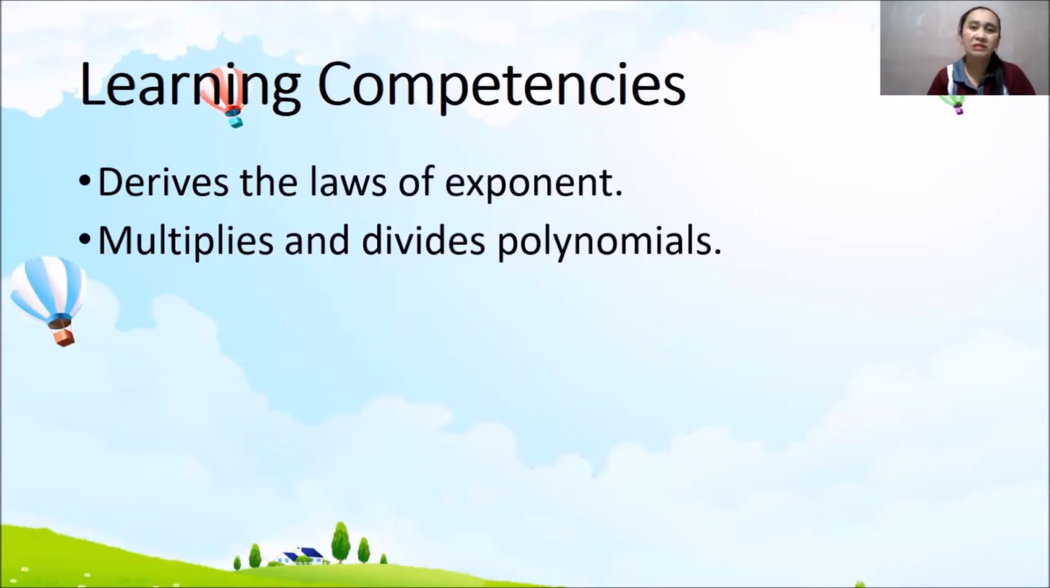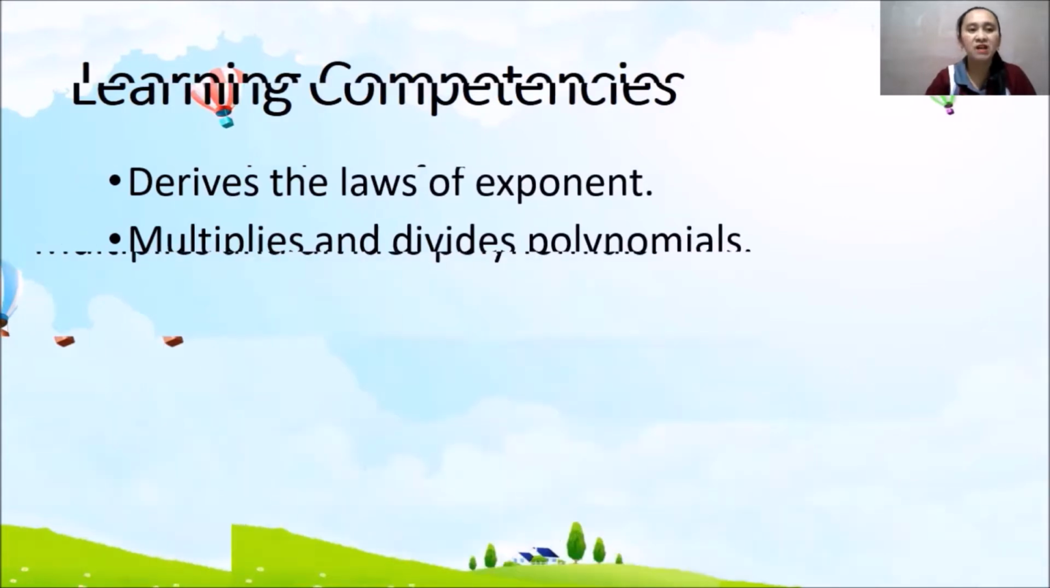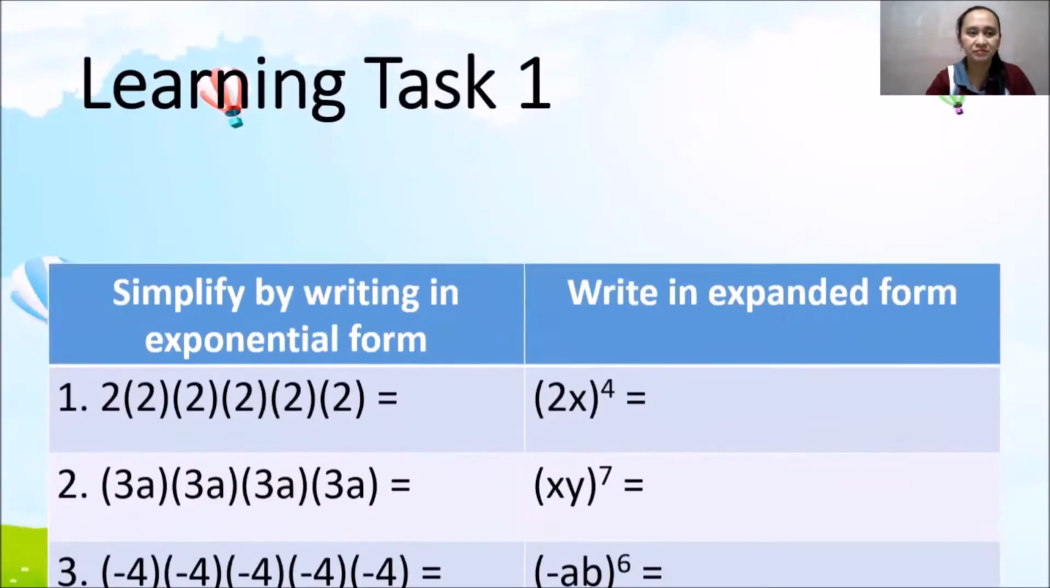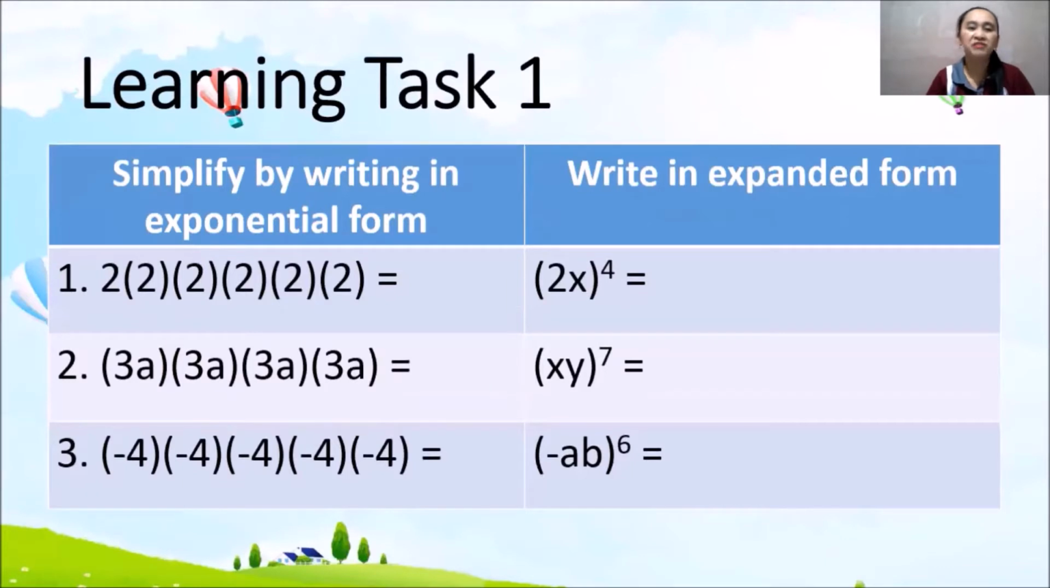Or in terms of a literal coefficient, x to the exponent of 5 means we multiply 5 times by x: x times x times x times x times x. So in our learning task number 1, we need to simplify by writing in exponential form and writing in expanded form.